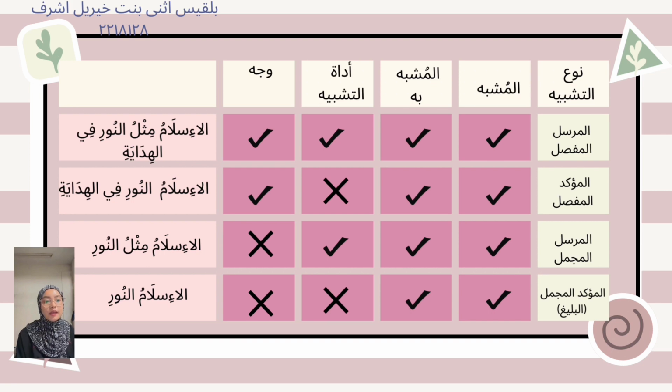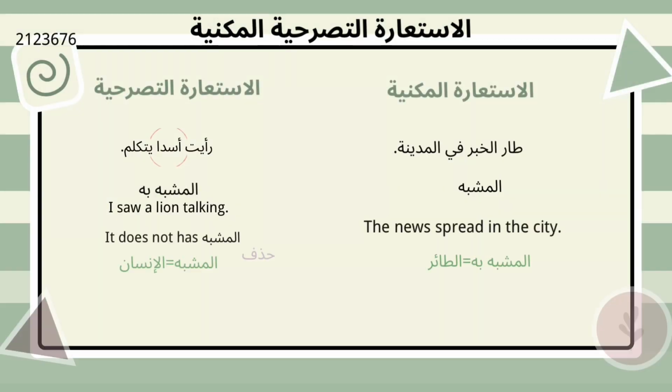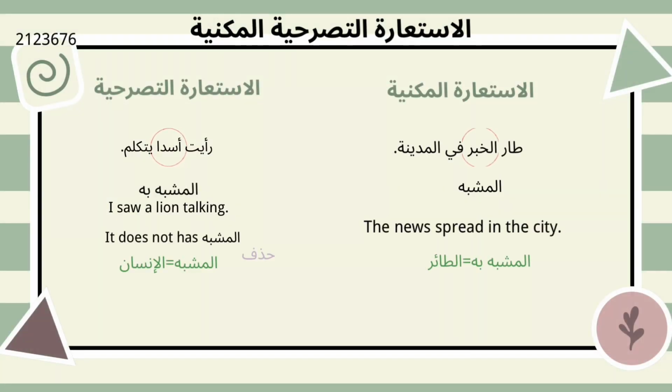And for the last one, al-islamu an-nur, it is clearly saying that it only includes al-mushabbah and al-mushabbah bih, since adatu tashbih and wajhu shabah are not included, and this sentence will be known as al-baligh. I will continue with isti'aratul tasrihiyya wal makaniyya.